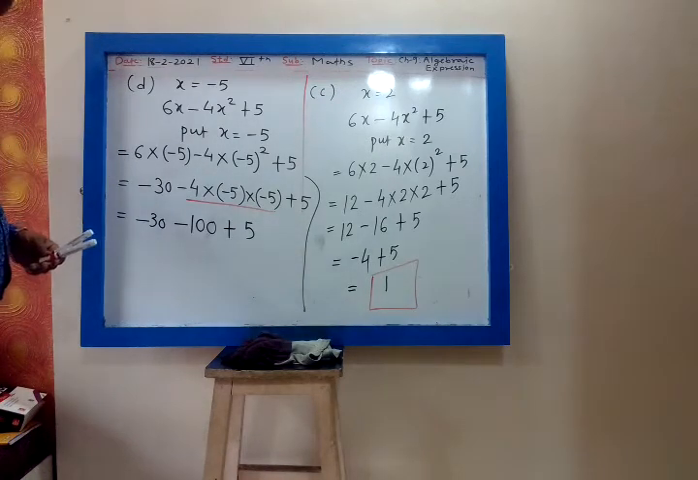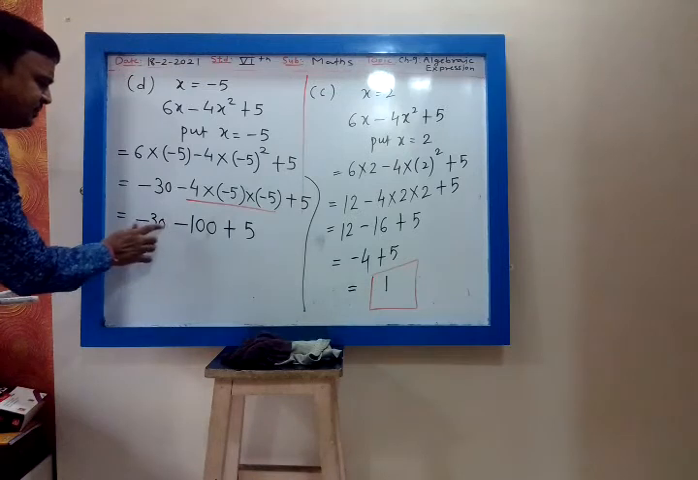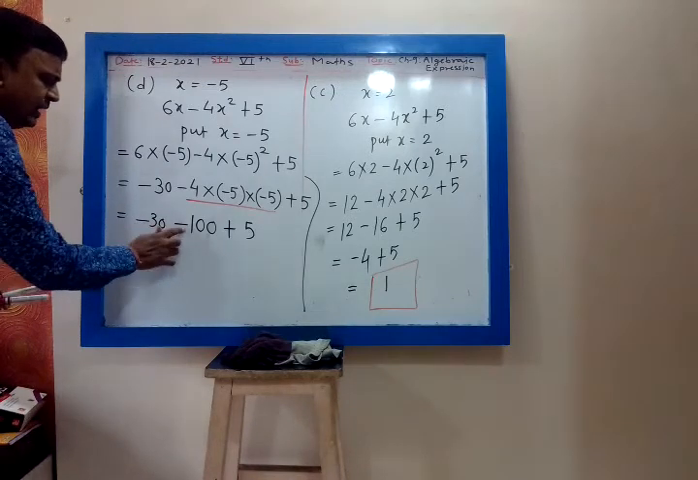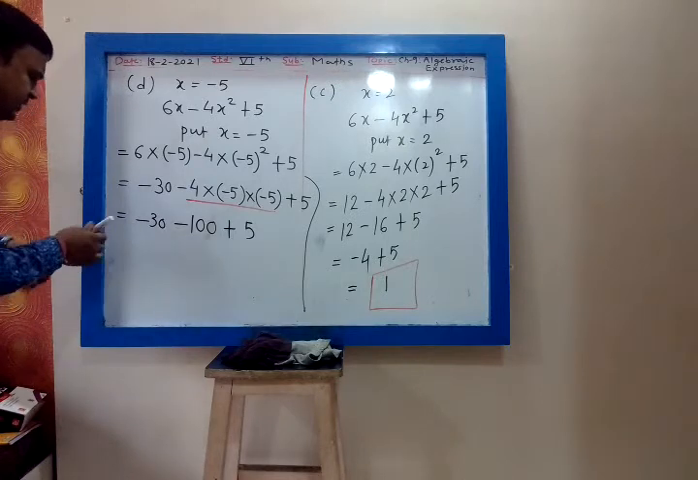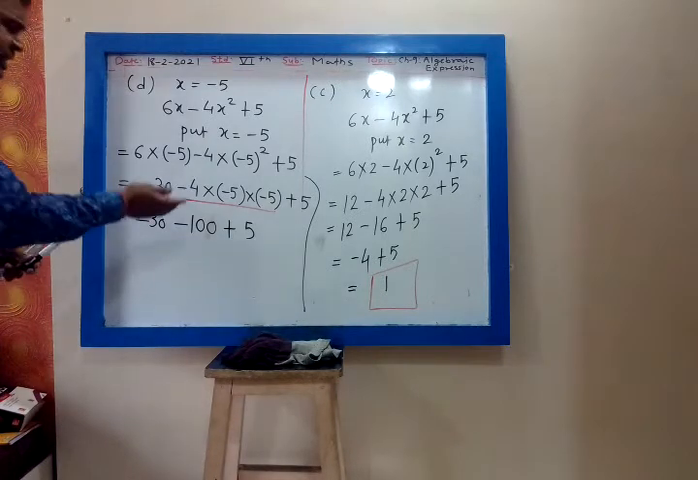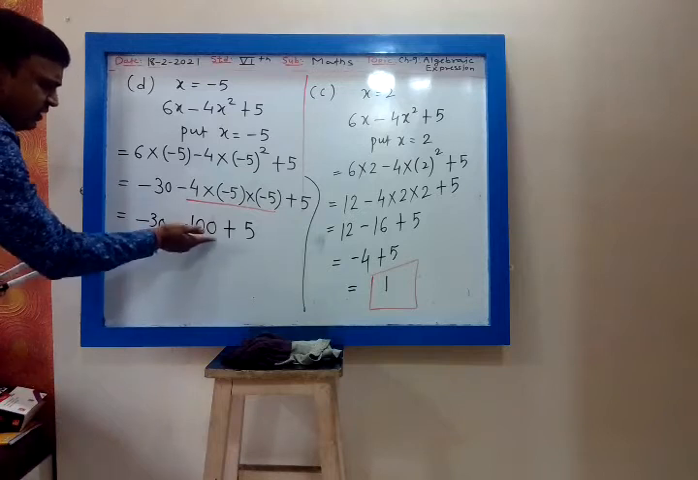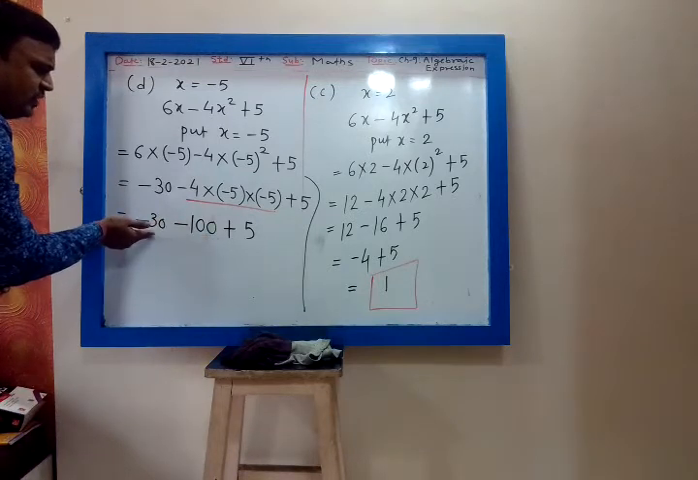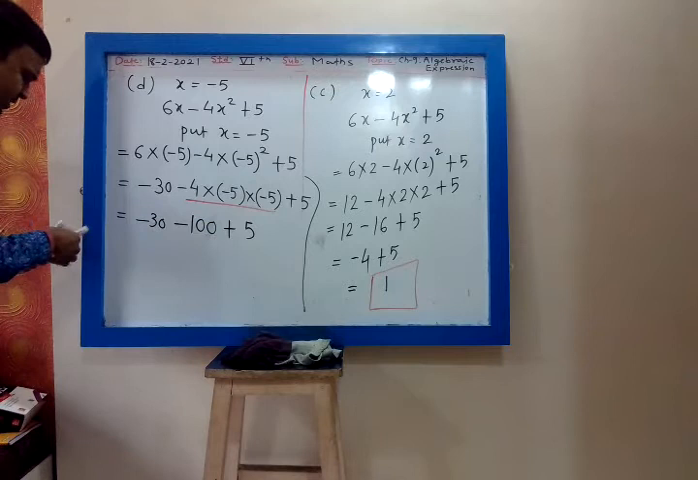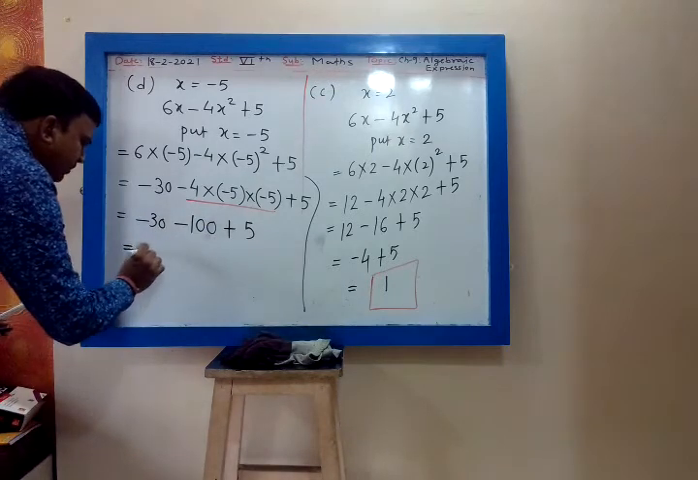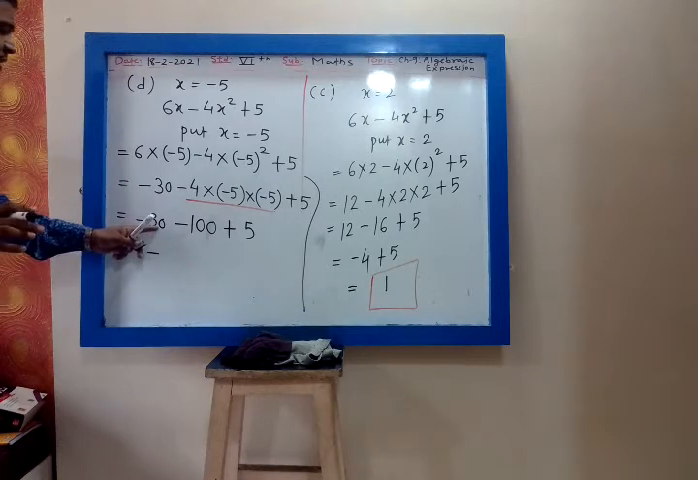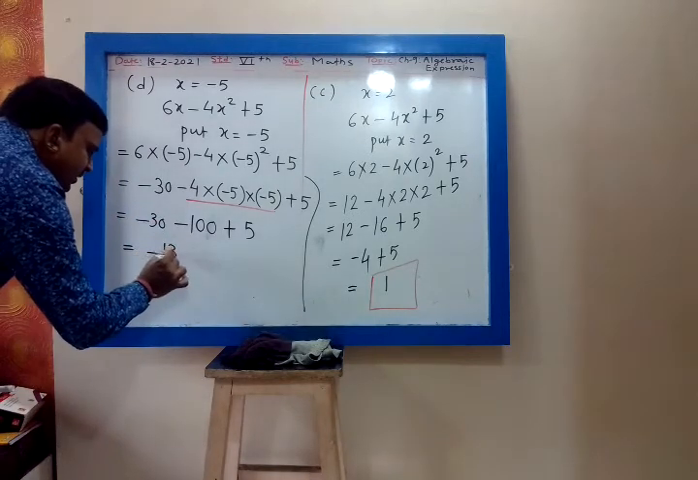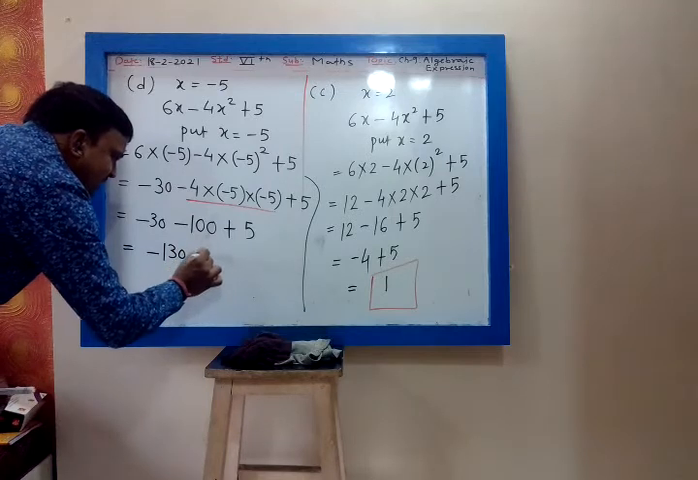How are they not having the same sign? Minus minus, same sign. My dear, we are simplifying these two first. So minus minus, common sign minus, and add the numbers 30 plus 100, 130. Now plus 5 I will write as it is.